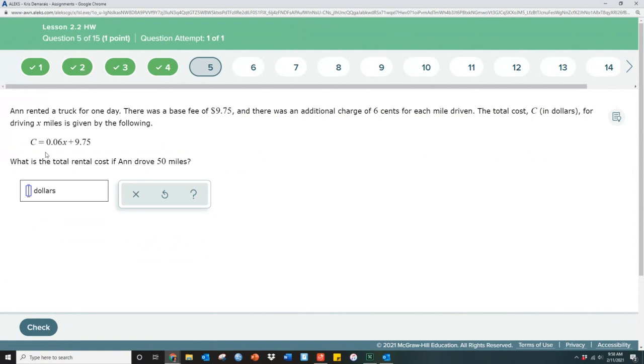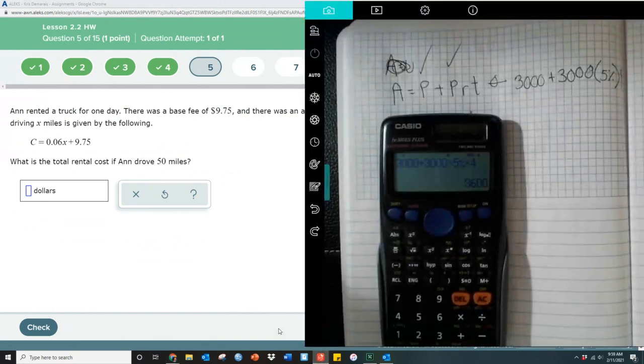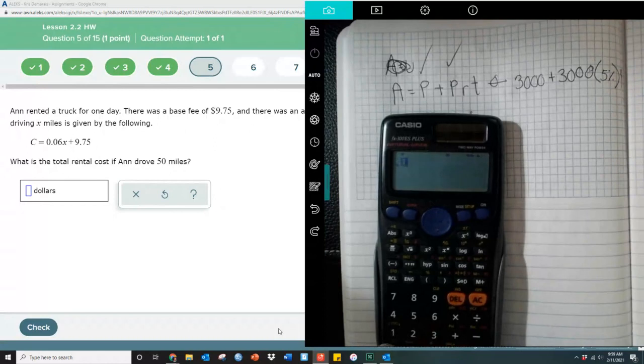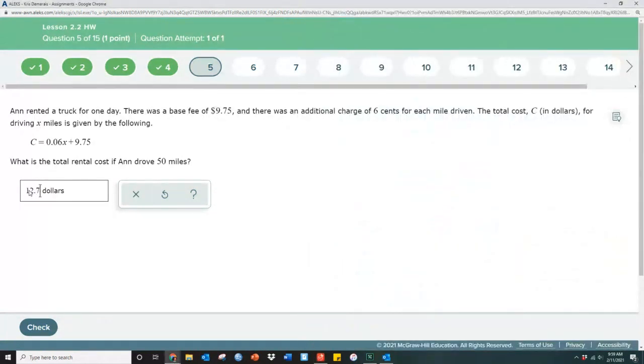It's just simple replacement. So right here, all we're doing is replacing in the 50 for the x, because watch, it says that x is the given miles. So you can use a calculator to do that. If you can't do it without a calculator, just go ahead and say, oh, well, 0.06 times 50 plus 9.75. So I get that, and I just put that in there, 12.75.